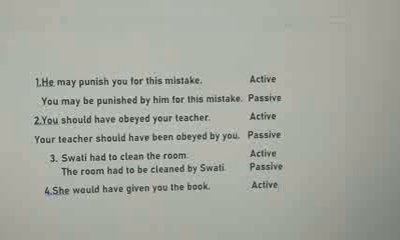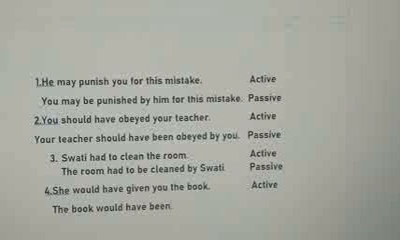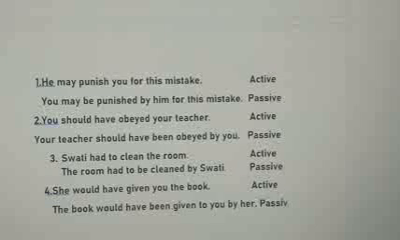Its passive will be, the first passive that I am going to write for this: The book would have been given to you. Given to you by her. This book would have been given to you by her. This is a passive form for this.